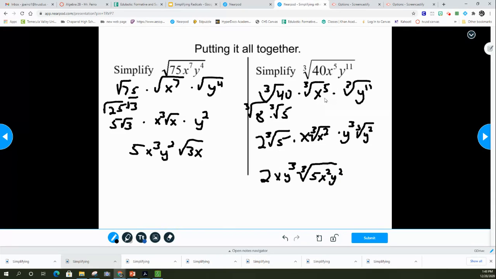All right. And again, if you can do this without separating it, that's fine as well. Maybe you have to work on the number, do your prime factor tree or your perfect power factors. And with the variables, it's pretty easy. You're just dividing.